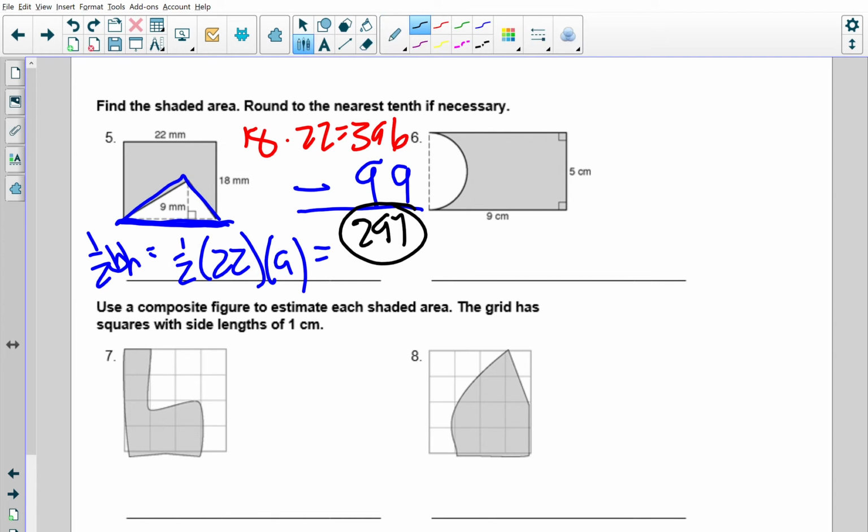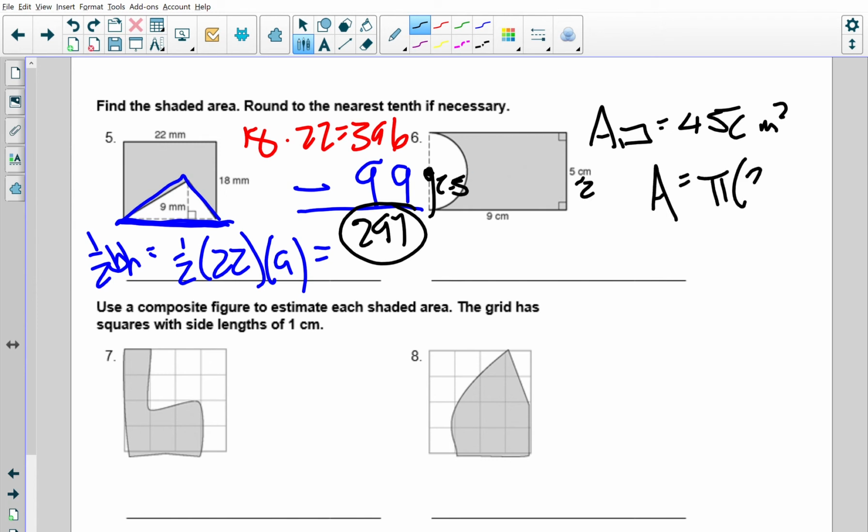So what's the area of the rectangle? The area of the rectangle is 45 square centimeters. We know that the radius is half of 5, which is 2.5. So the area of the circle is pi times 2.5 squared, but we want half of that. Don't forget. 2.5 times 2.5 is 6.25.